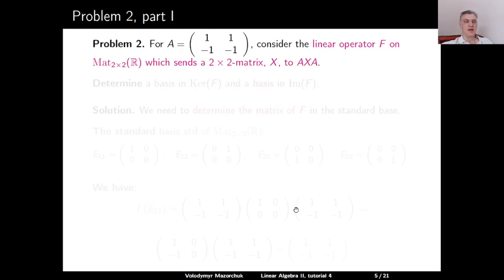Problem 2. Let A be the matrix 1, 1, minus 1, minus 1. It's a 2 times 2 matrix. Consider the linear operator F on the vector space of all 2 times 2 matrices, which sends a matrix X to the matrix AXA. Determine a basis in the kernel of F and a basis in the image of F.